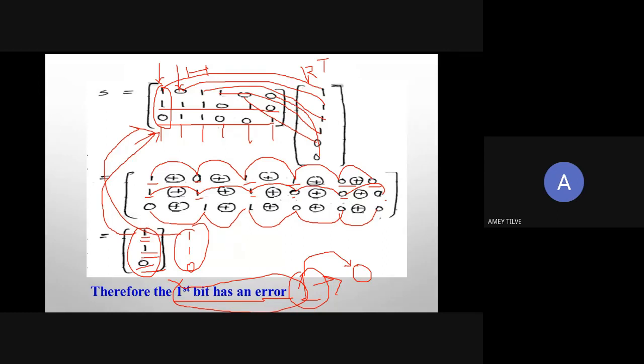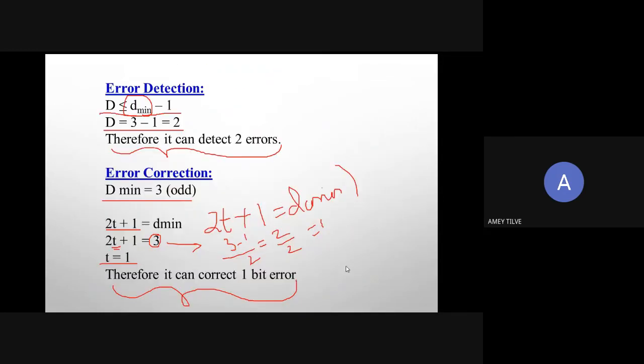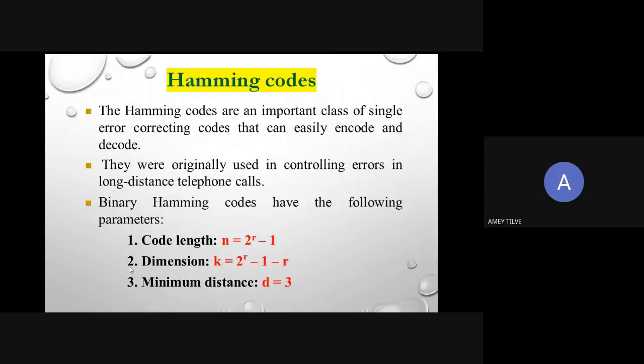Error syndrome is nothing but to check whether that 1 bit error can be corrected, because in step number 2 we have explained that this t equals 1, so it can correct an error up to 1 bit. We have also practically made an error in 1 bit and seen whether we can correct it. So it can detect 2 errors in this problem, and can correct 1 bit error. That is what we have done, and we have got the answers to all the questions.